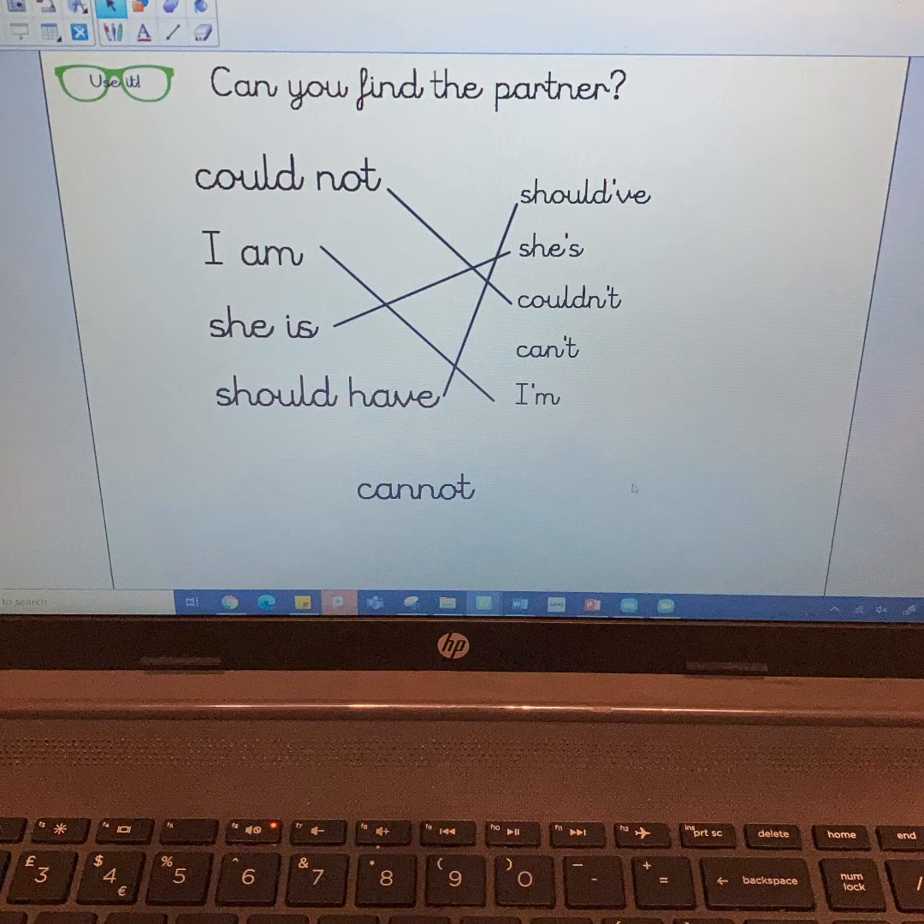Answers then. So could not would be contracted to couldn't. The letter you are omitting is the O, so that's where the apostrophe should be. I am goes to I'm, and the apostrophe shows you're missing an A. She is goes to she's, and you've got the apostrophe to show the I is missing. Should have goes to should've, and you've got the H and the A missing. And the one that did not have a partner was can't. And the formal version of can't would be cannot. Really well done if you got those right.